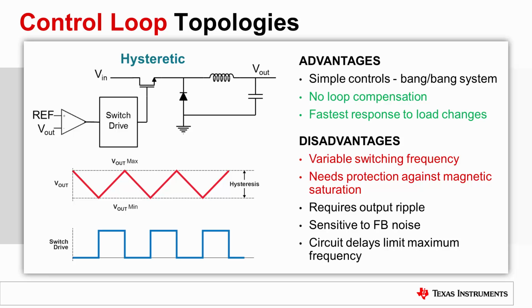Other drawbacks include the need for sufficient output ripple for jitter and noise immunity. However, an artificial ramp can be easily implemented to solve this problem. And some of the original bang-bang controllers do not have protection against magnetic saturation. However, today's controllers employ quasi-fixed frequency operation and overcurrent protection, so this is becoming less of a concern.